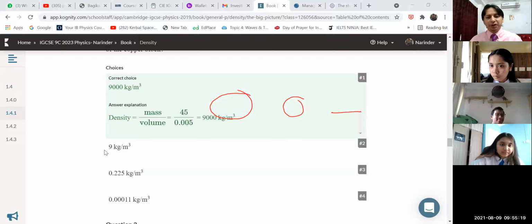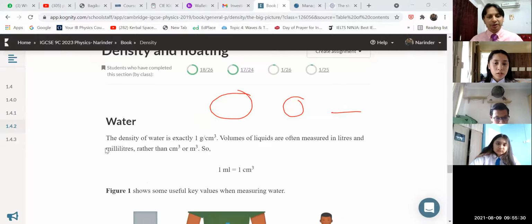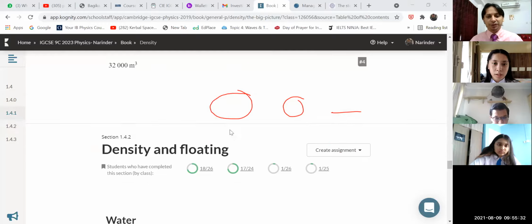But just children, did you get the same answer here? This is 9,000 kilogram per meter cube. Yes, sir. Okay, let me move to the next one.